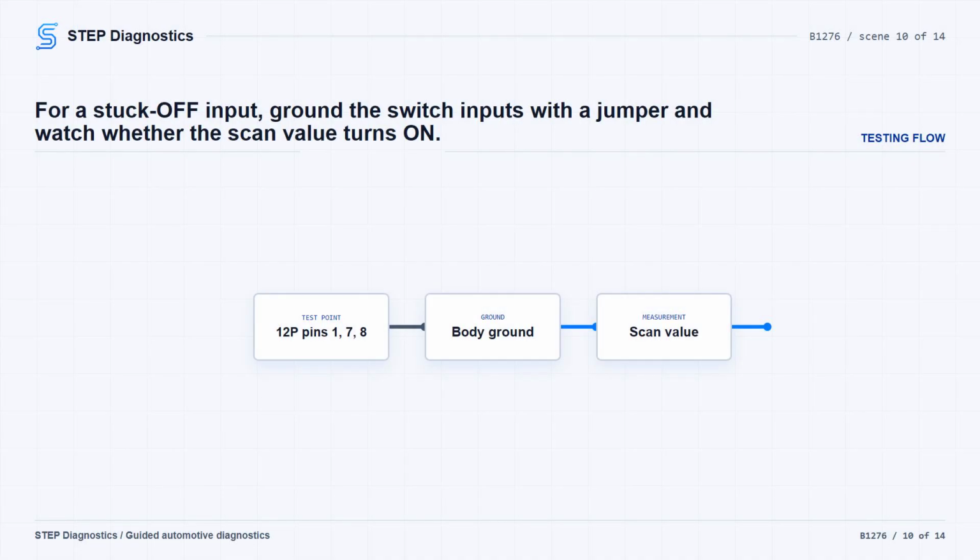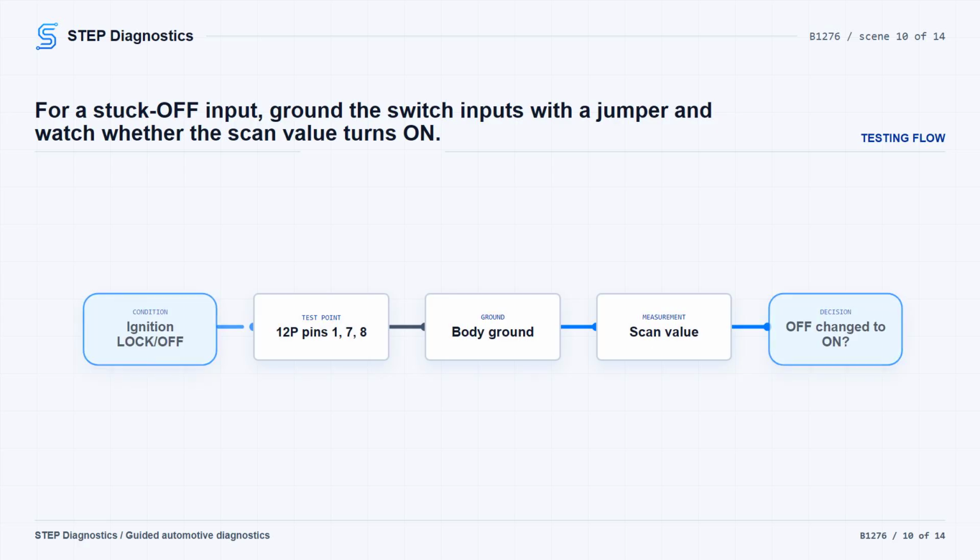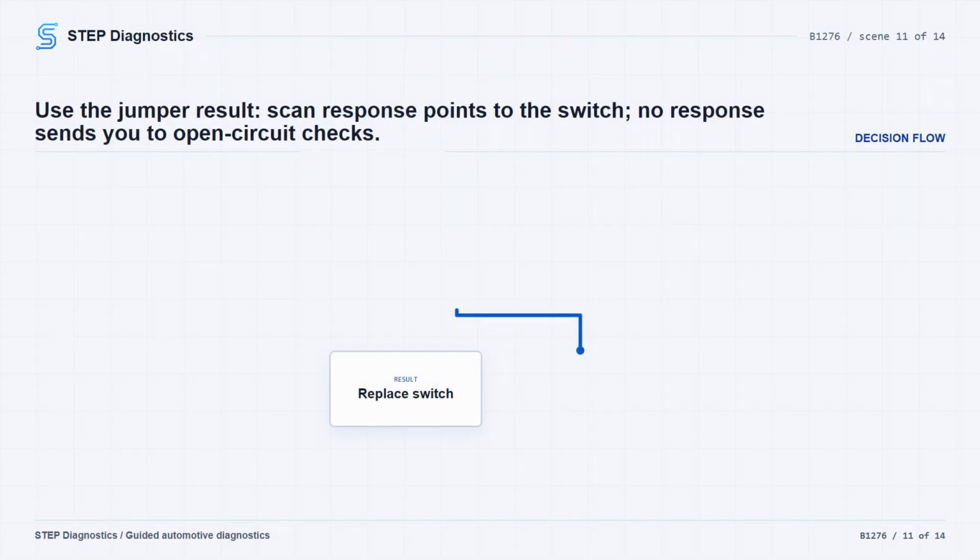If the earlier data list check sent you down the OFF side path, turn the ignition switch to lock 0, or select OFF mode, and disconnect the combination light switch 12P connector. Now use a jumper wire to connect each switch input to body ground as called out. Connector no. 1 PNK to body ground, connector no. 7 YEL to body ground, and connector no. 8 GRY to body ground.